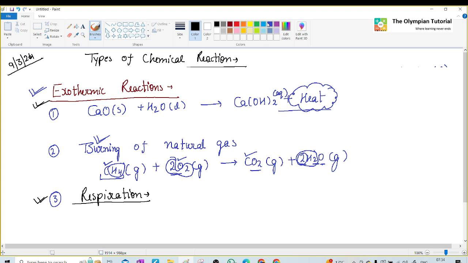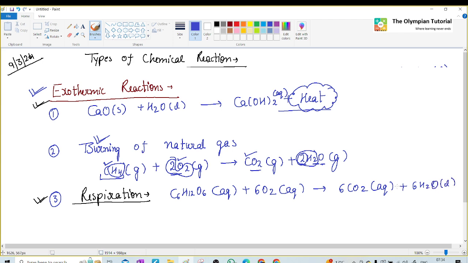Respiration is the opposite of photosynthesis. In photosynthesis, carbon dioxide and water combine to give glucose. In our body, this glucose, which is in aqueous form, reacts with oxygen we inhale and it gives carbon dioxide, water in liquid form, plus energy.